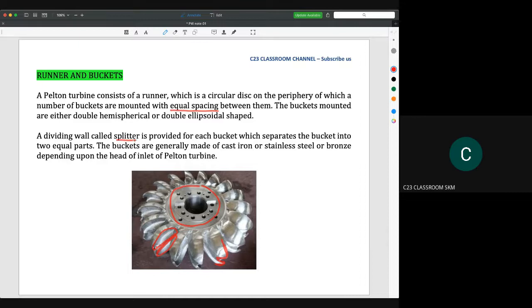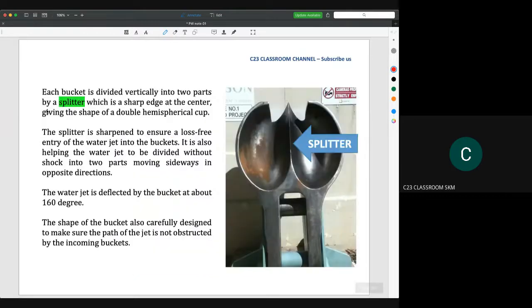The buckets are generally made of cast iron or stainless steel or bronze, depending upon the head at the inlet of the Pelton wheel. Each bucket is divided vertically into two parts by a splitter. This is the splitter. You could see here a sharp edge at the center, giving the shape of a double hemispherical cup. This is the double hemispherical cup.